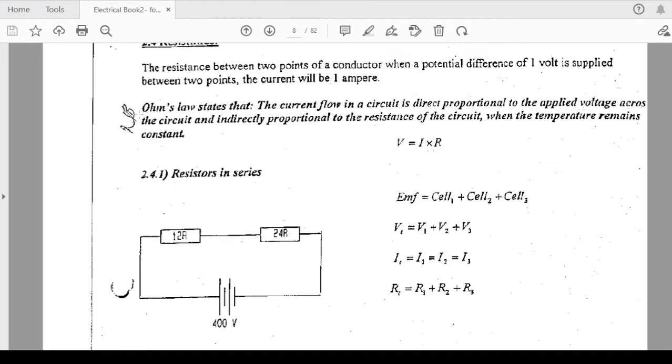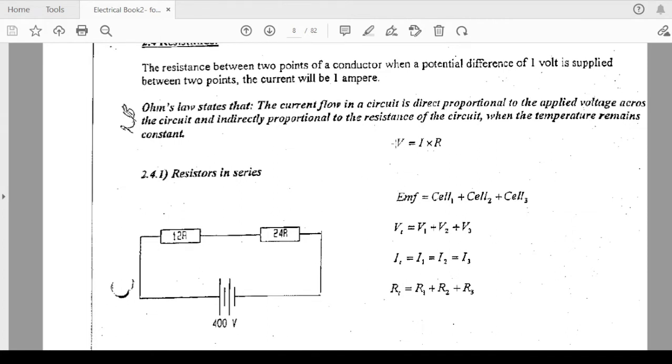So we talked about Ohm's law last time, that says that the current flow in the circuit is in direct proportion to the applied voltage across the circuit. This is the formula I gave you last time. It's I equals V over R. So they just write it in this way. Otherwise, it's I equals V over R.